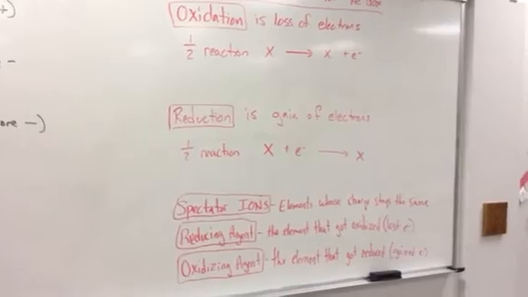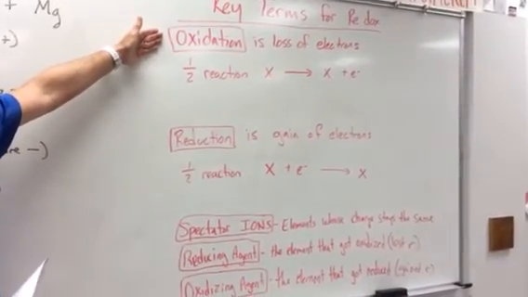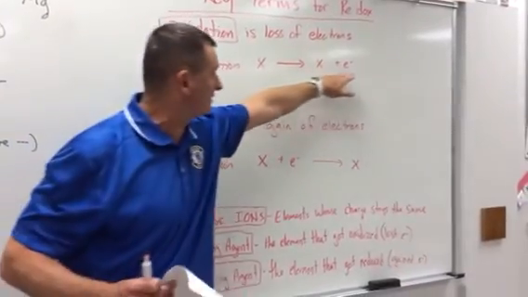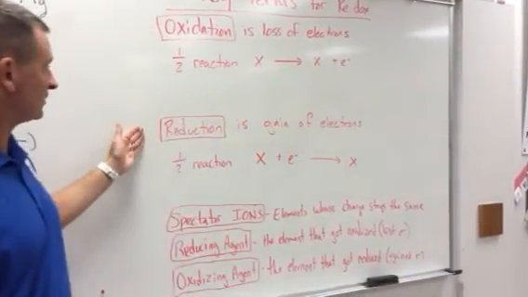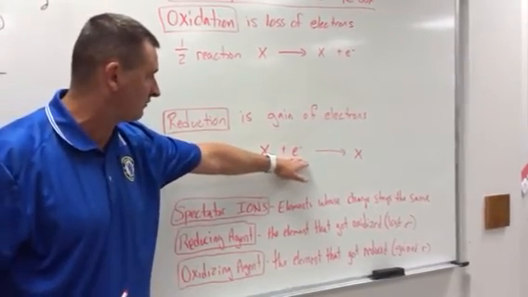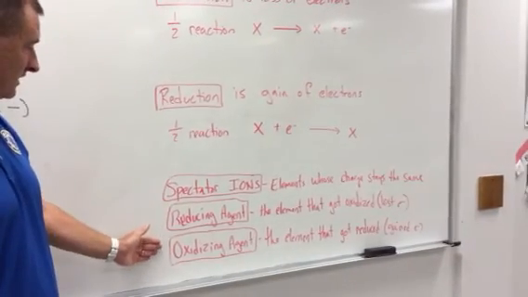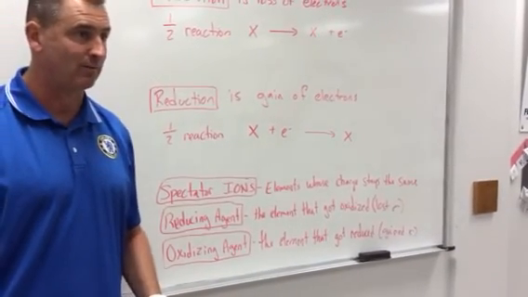So we really need to understand the key terms. What is oxidation? It's a loss of electrons. Its half reaction is going to have the electrons in the products. Reduction is a gain of electrons. Its half reaction is going to have the electrons in the reactants. And then you've got spectator ions, reducing agent, and oxidizing agent that you have to label for each problem.